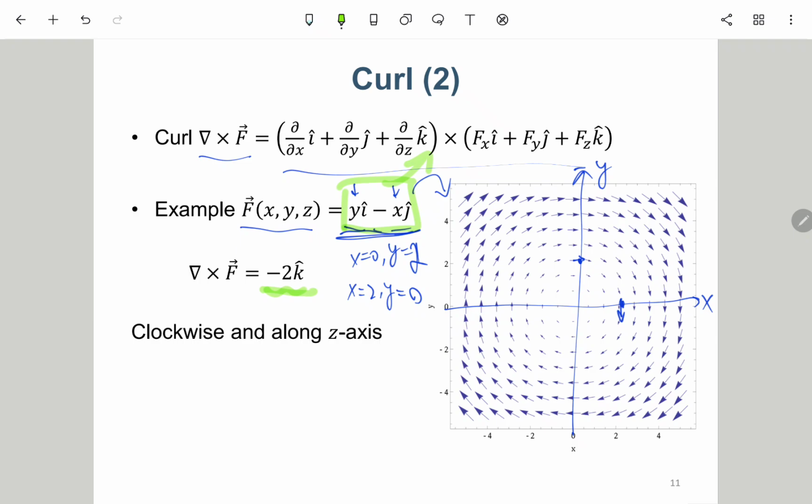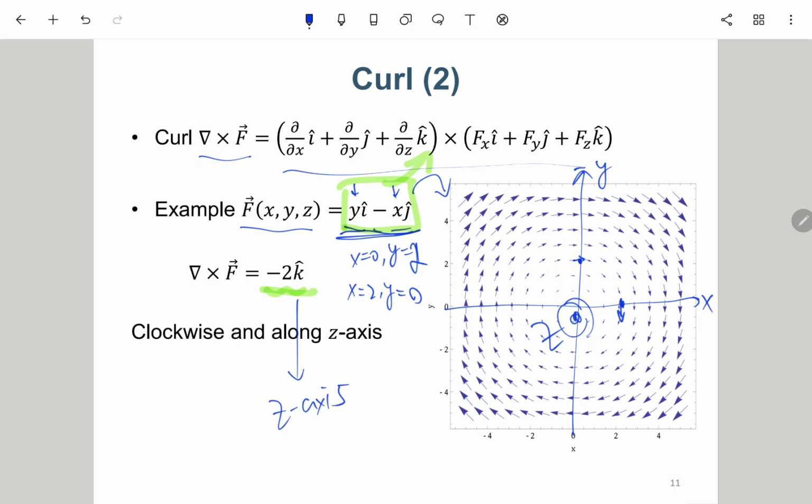In ijk, k is the z-axis component. The right side is the x-axis, and the y-axis is pointing upward. What is the z-axis? The z-axis should follow the right-hand rule. You use your finger pointing along the x-axis, curl to the y-axis, and your thumb is pointing out of the page. So this is z. Negative 2k means that it is pointing into the page.